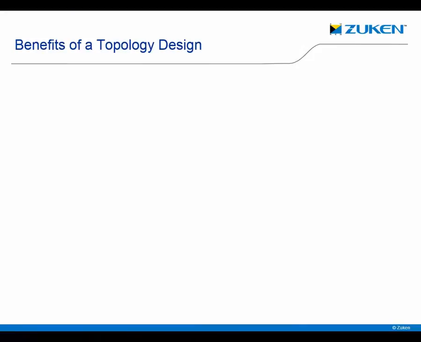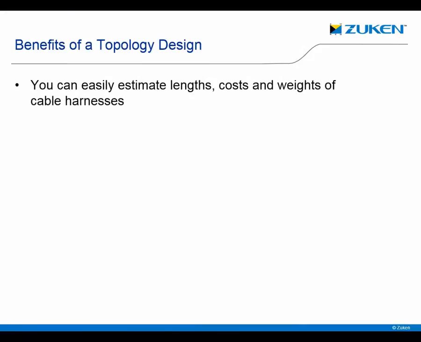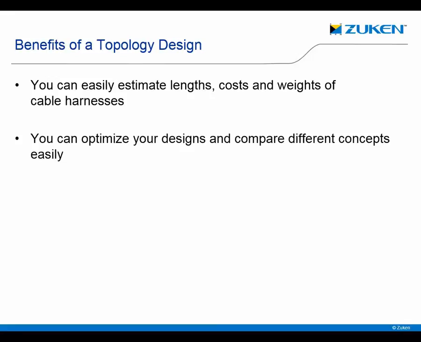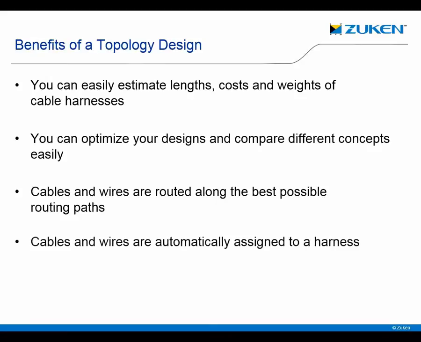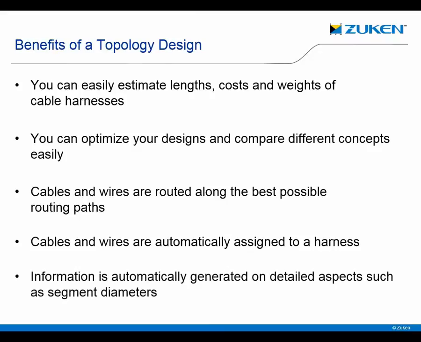What are the benefits of a topology design? You will get a rough estimation about the cable and wire lengths, costs and weight at an early stage. Based on the information of topology, you can change and modify the topology to compare different concepts. Cables and wires are routed automatically along the possible routing paths. Cables and wires were automatically assigned to a harness, so you will get one or more harnesses. A lot of detailed information will be available, for example, the diameter of each segment of a harness.